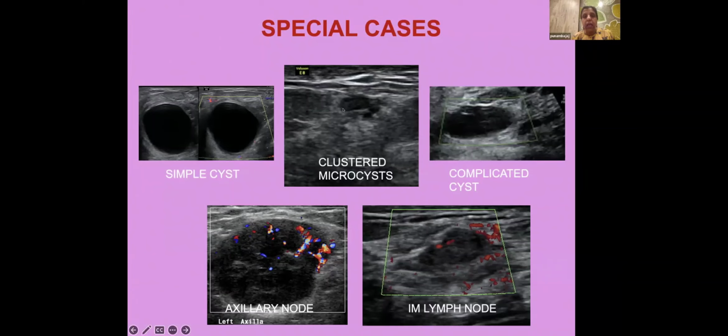When you see tiny cysts, all avascular, with thin, imperceptible walls, clubbed together, close to each other, each of these cysts having a size of 1 to 3 millimeters or so, and there are no abnormal signals, you say that there is a cluster of microcysts. This is usually a benign finding, and we'll see what BIRADS category to assign to this.